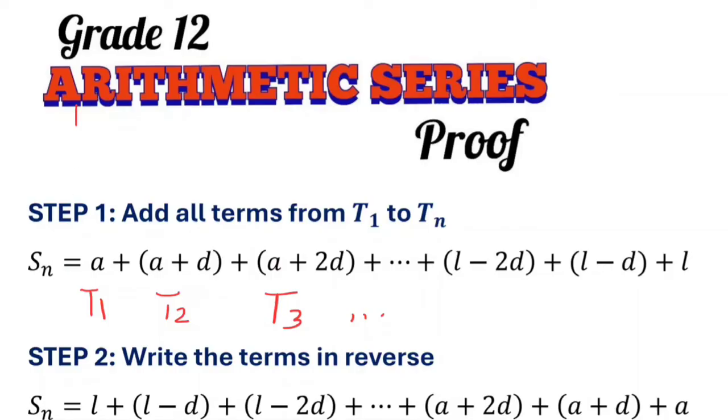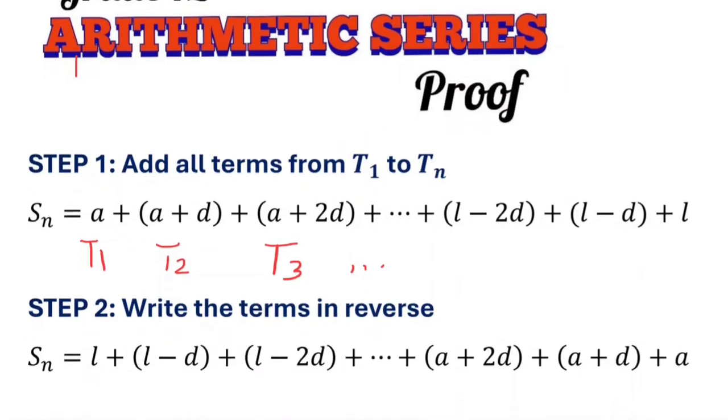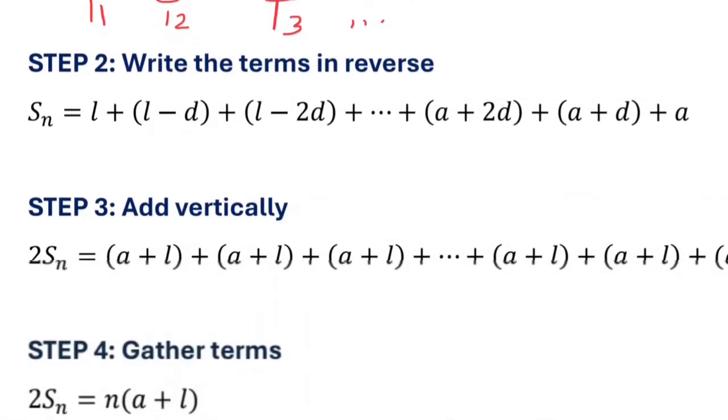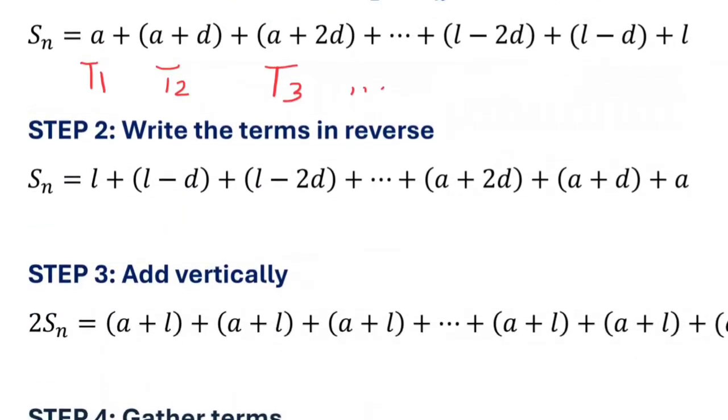Step 2 is to write the terms in reverse. What that means is we now start off with the last term, then we add L minus d, then L minus 2d up until the first term. So step 2 essentially is us adding all of the terms from Tn to T1. That's what we mean by in reverse.